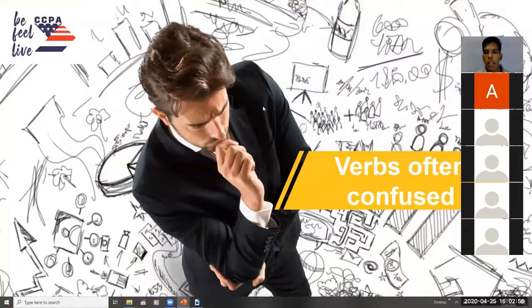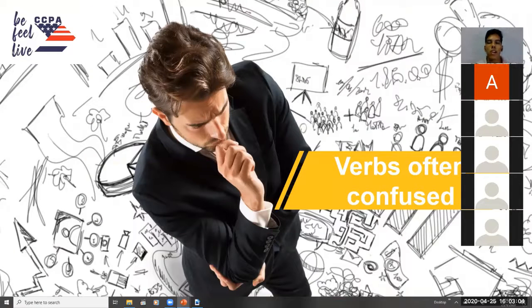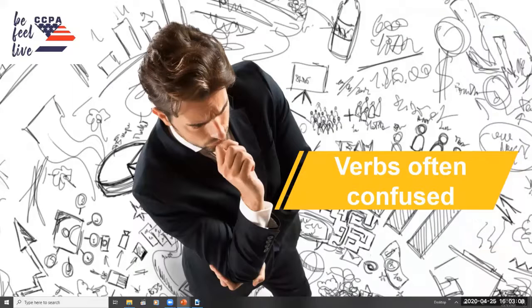The vocabulary is about verbs that are often confused. Sometimes we confuse these words, these verbs, because they are similar to some Spanish words. Sometimes we confuse them because they are similar in spelling or because we use them in similar situations. So let's get started.